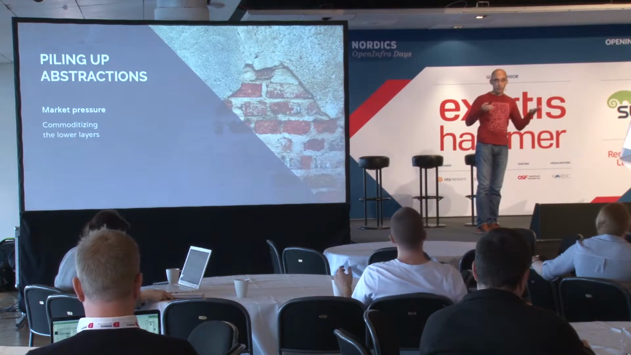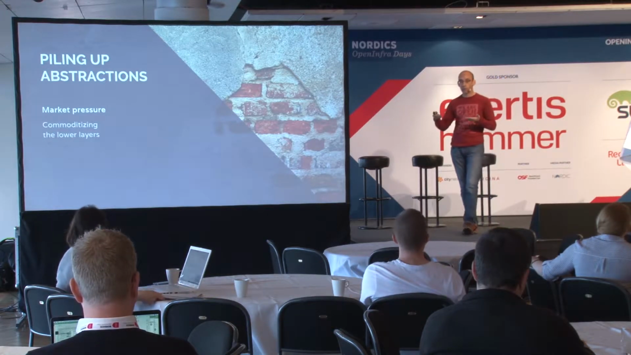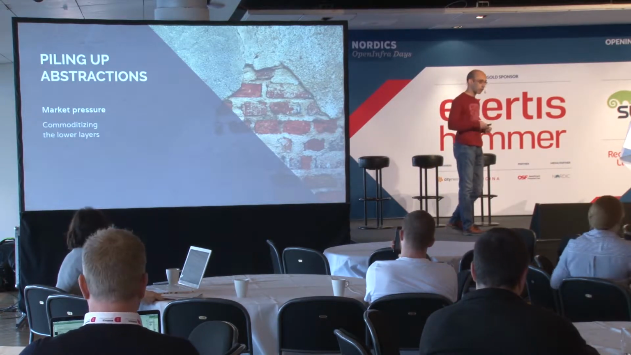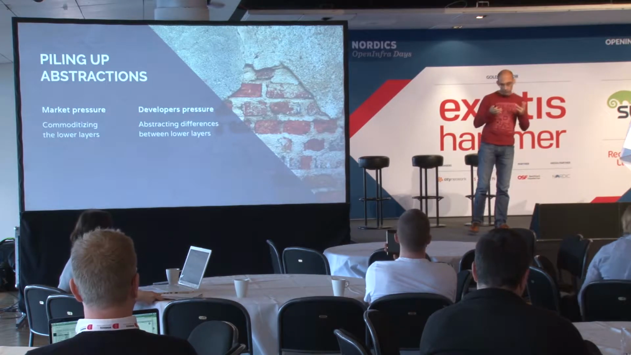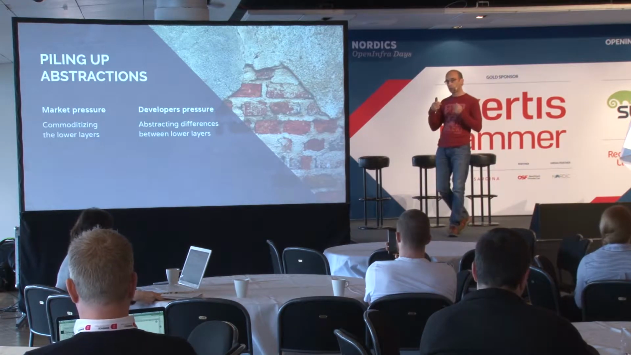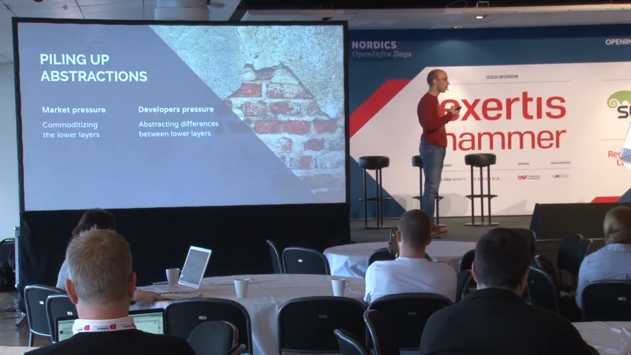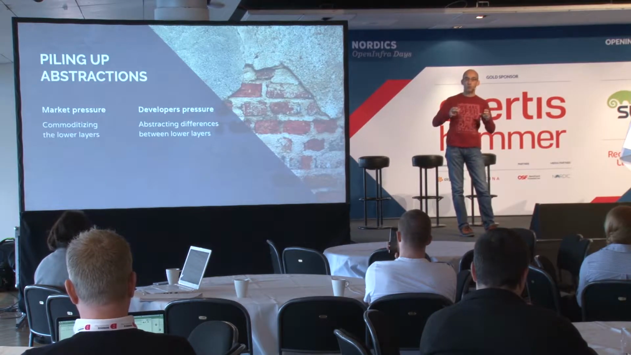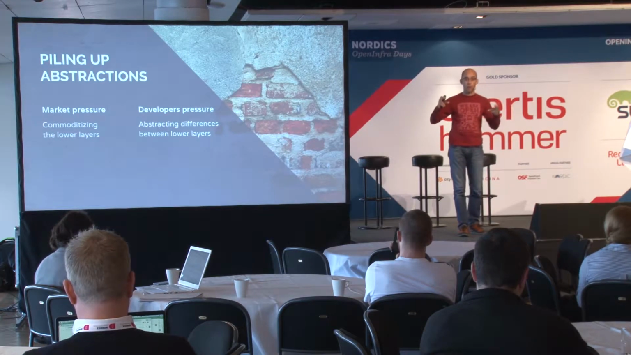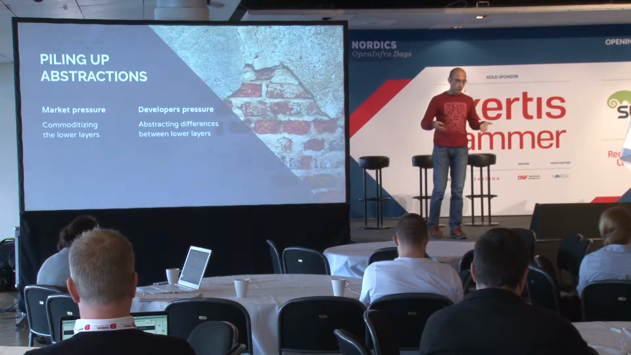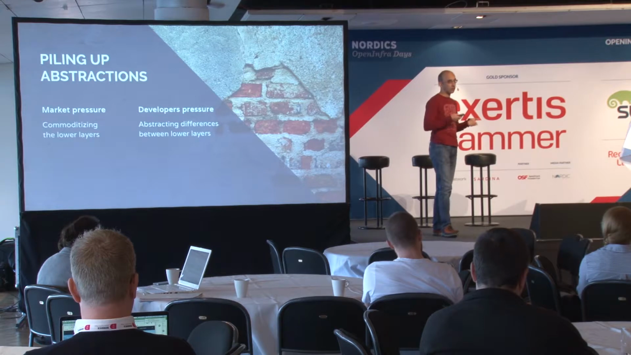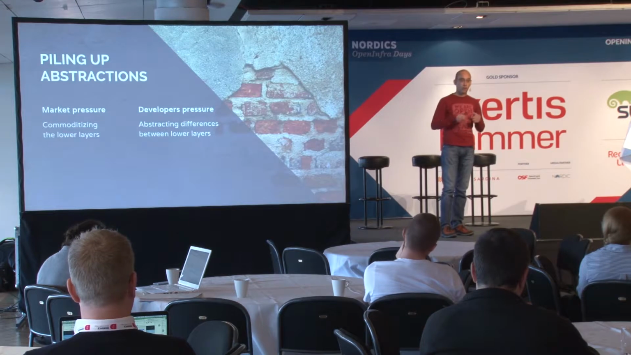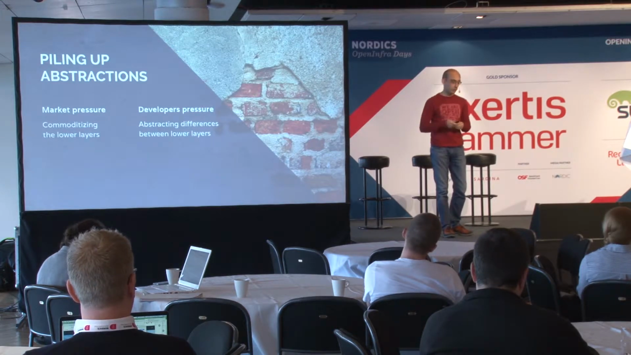That's, for example, the way the Microsoft Windows platform replaced the IBM PC platform in the 80s and 90s. And that's one main reason why we keep on piling those abstractions. The other reason is developer pressure, because they are looking for more convenience. And so one way to achieve that convenience is to abstract the differences between the lower layers by building a new layer on top that will mask the differences between the various implementations at the lower layers. That's, for example, using web browsers as an application platform to mask the differences between the various operating systems.